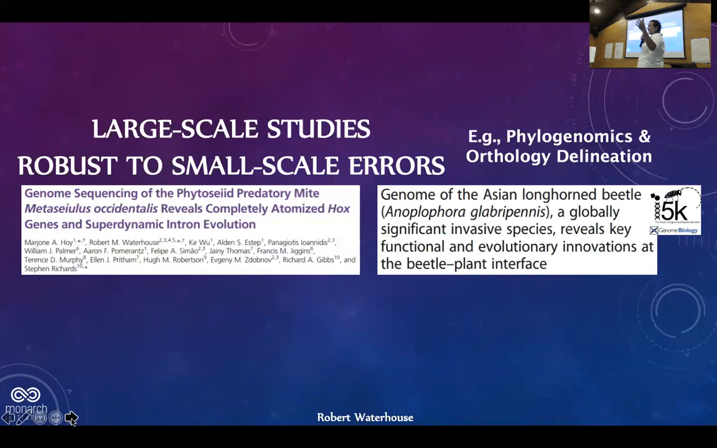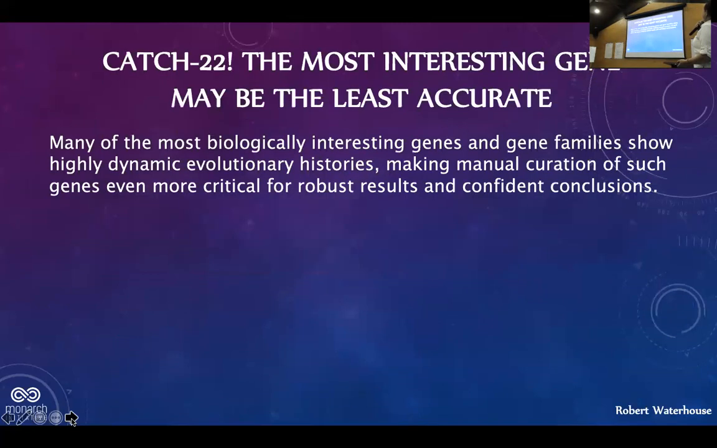So, of course, in the large scale studies, you're protected. The small scale errors are not that evident, except when they are, and they cause you trouble. For the most part, if you're looking into phylogenomics, morphology delineation, the things that, for instance, Ed and Rebecca do, you do not usually need to go into the specifics of defining everything about your gene, except when you do need it. So many of the most biologically interesting genes and gene families show highly dynamic evolutionary histories. And this makes manual curation of these genes even more critical.